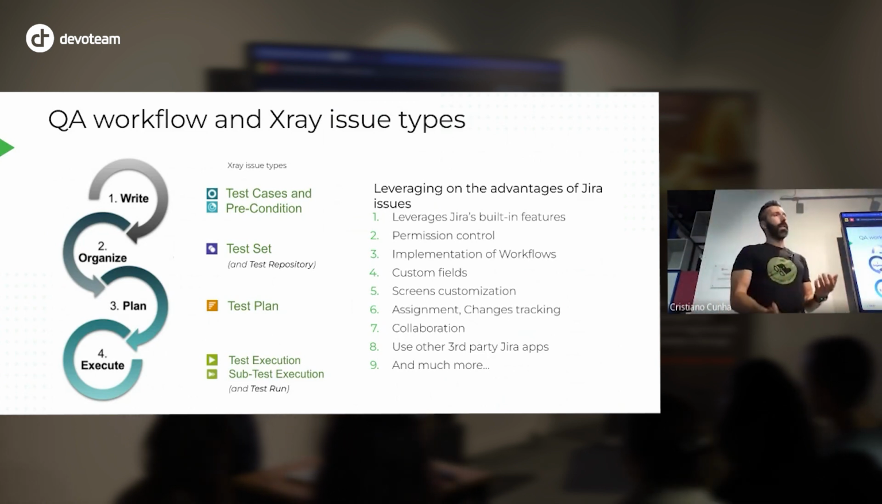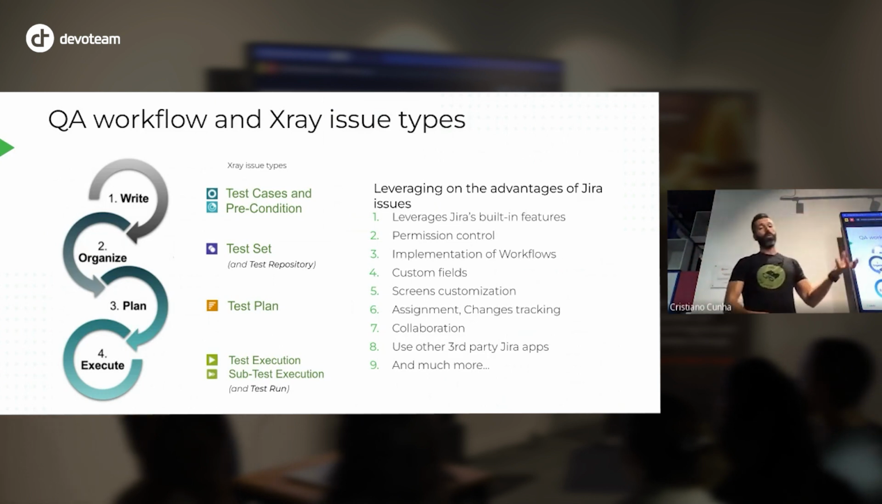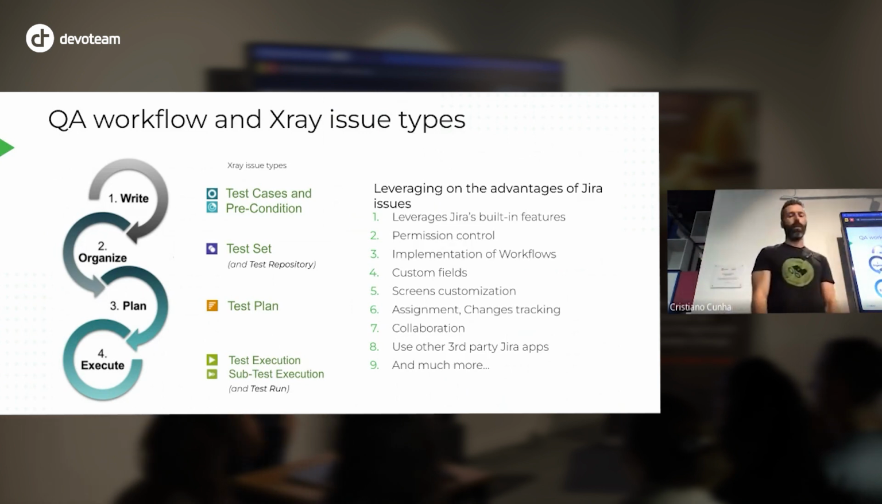And then on the planning phase, you have the test plan that will allow you to plan how you will execute those tests and give you an overview about the results. And when you plan, and once you execute those, it will be gathered with test execution and sub-test executions.